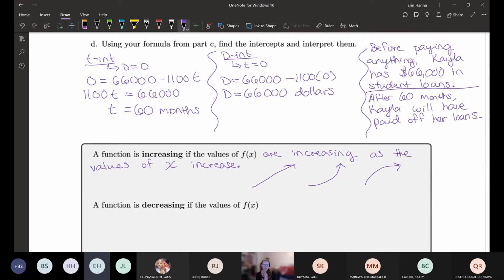As long as essentially as you move from left to right, the y values are getting larger. And so remember, f of x is pretty much synonymous with y. So if you prefer to think about it as the y values are increasing instead of saying f of x to yourself, perfectly fine. It just depends on the variables in the question. But if it helps you, you can always think of f of x as a y. And a function is decreasing if the values of f of x are decreasing.